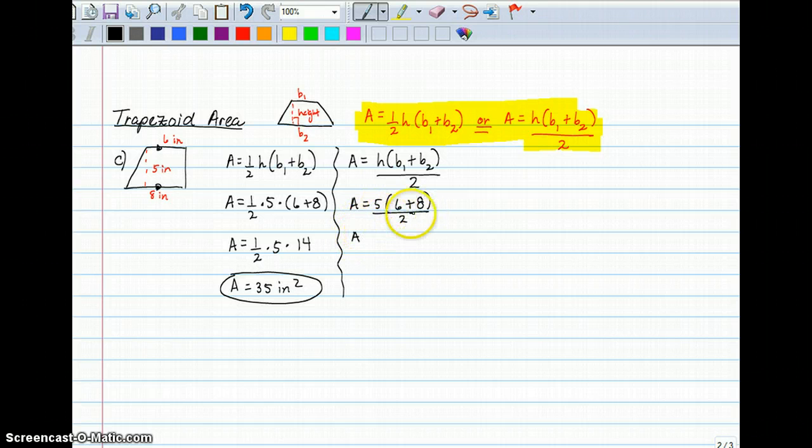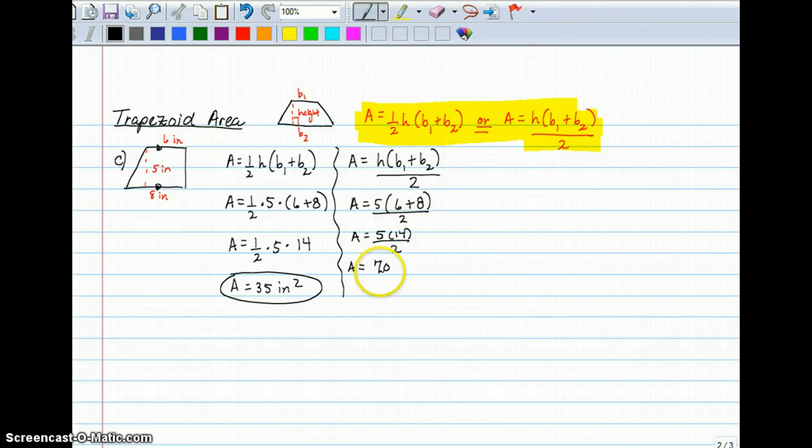And then we already know that 6 plus 8 is 14, so area equals 5 times 14 divided by 2. You don't need a calculator for 5 times 14. 14 is like 10 plus 4. 5 times 10 is 50. 5 times 4 is 20. 50 and 20 is 70.